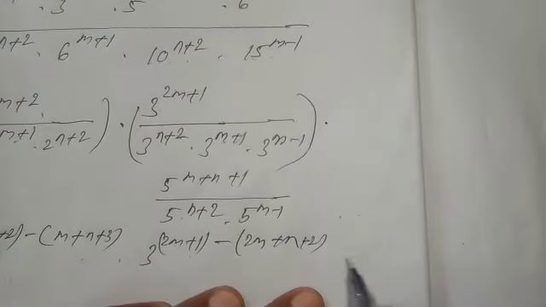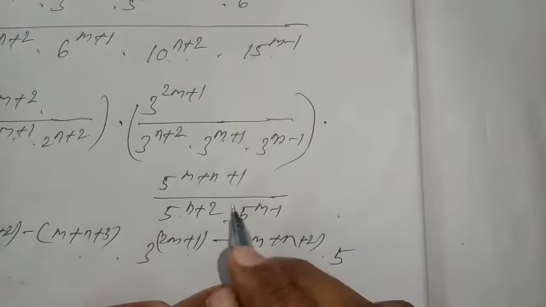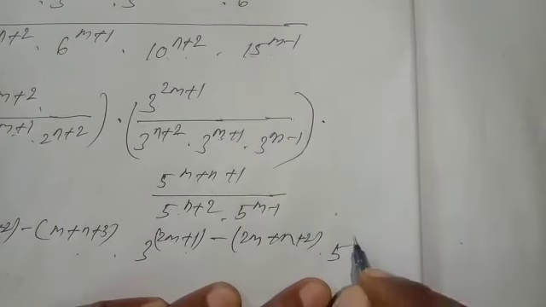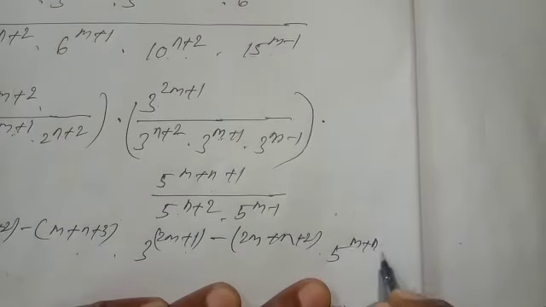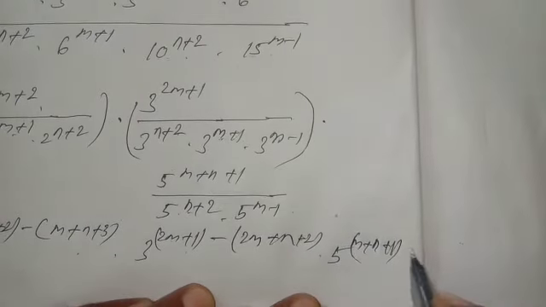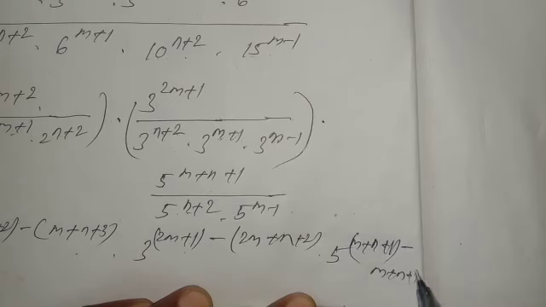Next, 5 to the power, it is coming m plus n. Yes or no? 5 to the power m plus n plus 1 minus this power, minus this, will be m plus n plus 1. Okay, plus 1.